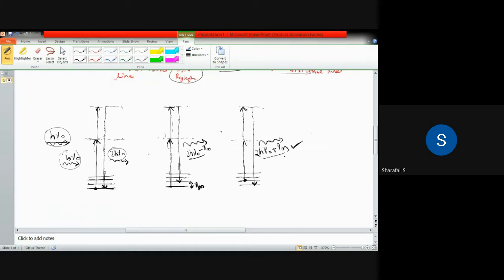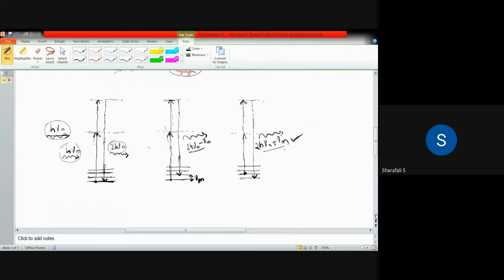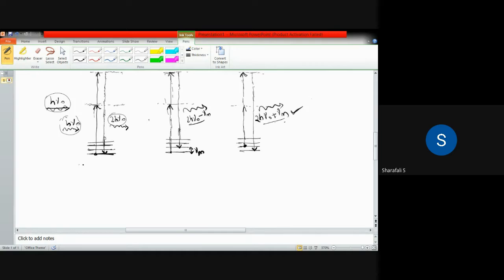Okay, so these are the 3 different phenomena. This one is the hyper Rayleigh line. This one is the hyper Raman Stokes line. And here it is the hyper Raman anti-Stokes line.